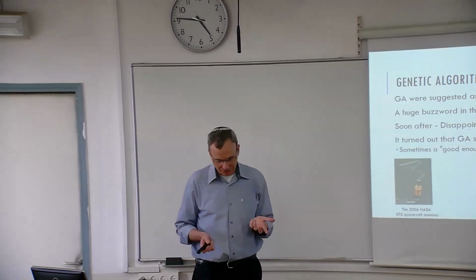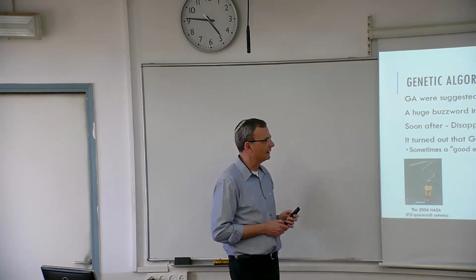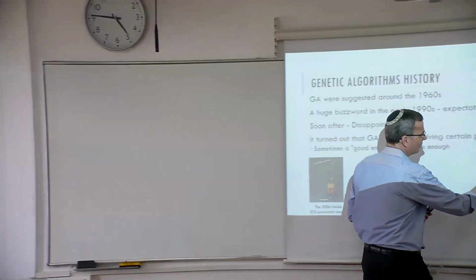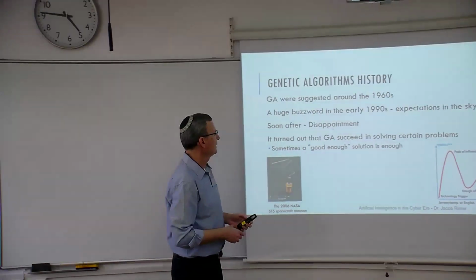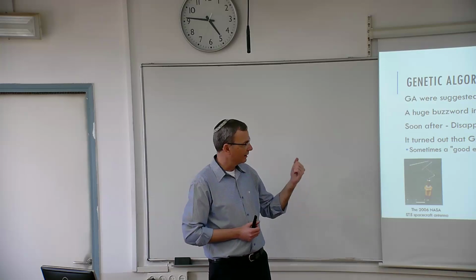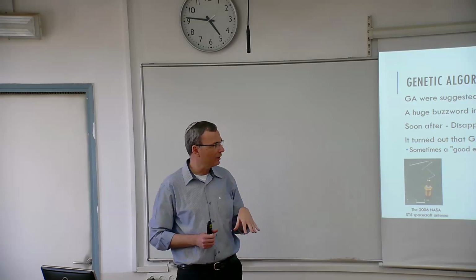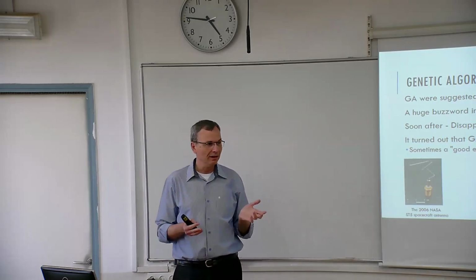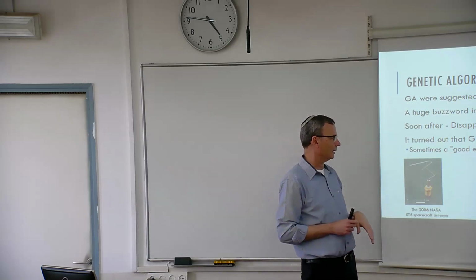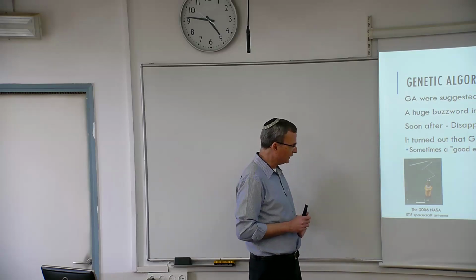Soon after, as usual, disappointment. It turns out the GA succeeded in solving certain problems, as usual, the plateau of productivity. And in many cases, you don't need to get the optimal solution. You need to get a good enough solution. And a good enough solution you can get from this type of algorithm.